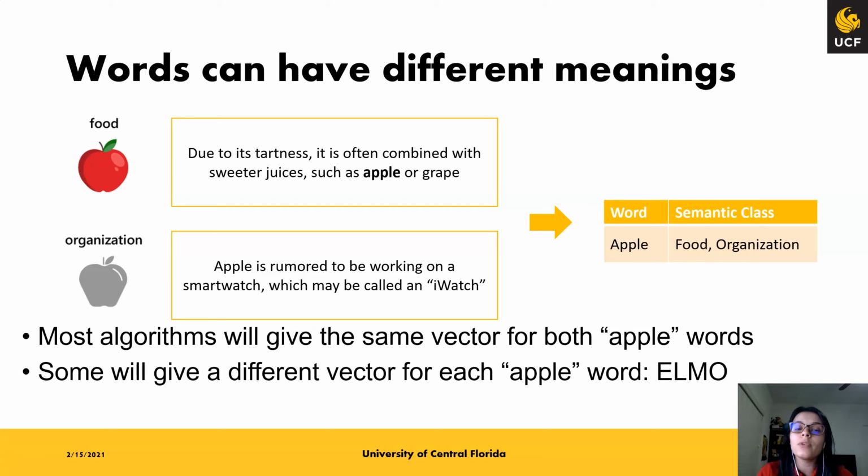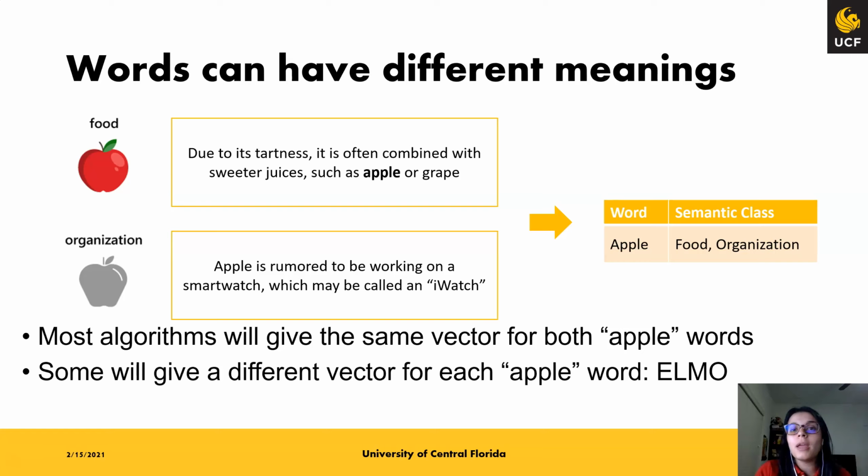So some algorithms will be able to capture that and give you different vectors for each apple word. So the apple as a food will have one vector and the apple as an organization will have another vector. One example of an algorithm that does that is ELMo.